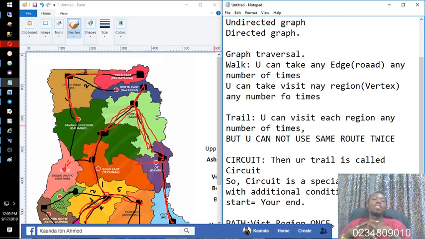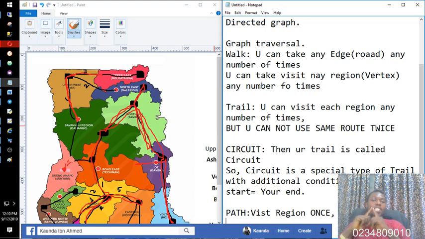We visited each vertex once, through each road once, and that is a path. If you are able to visit each vertex any number of times, but each road only once, then that is called a trail. And if your start and end of the trail is the same, then you call it a circuit. So a circuit is just an example of a trail where your start and your end are the same. So that is it for path here. And in a path, if your start and end is the same, then that is also called a cycle. I keep confusing that with a circuit. So these are the key terms.